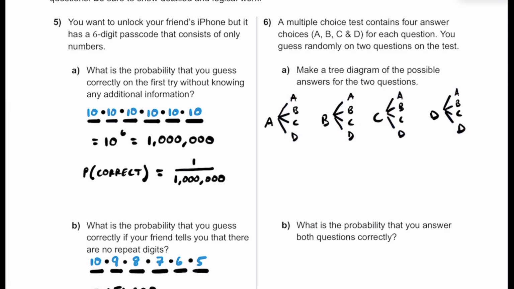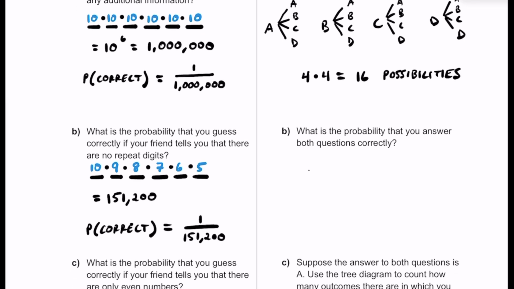So a combination you could have is AA, AB, AC, AD, or BA, BB, BC, BD, CA, CB, CC, or CD, or DA, DB, DC, or DD. So in total, how many possibilities are there? Well, you had 4 choices for the first question and you had 4 choices for the second question. You have 16 possibilities in total. All right, so if you are just guessing, the probability of being correct on both questions, it's not very good, is going to be 1 out of 16.